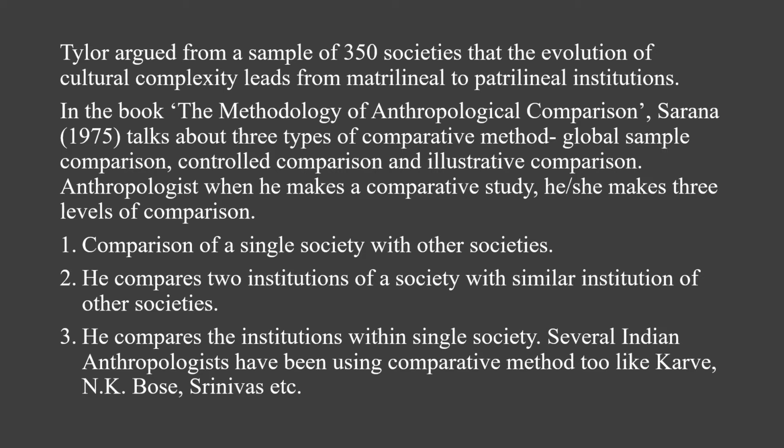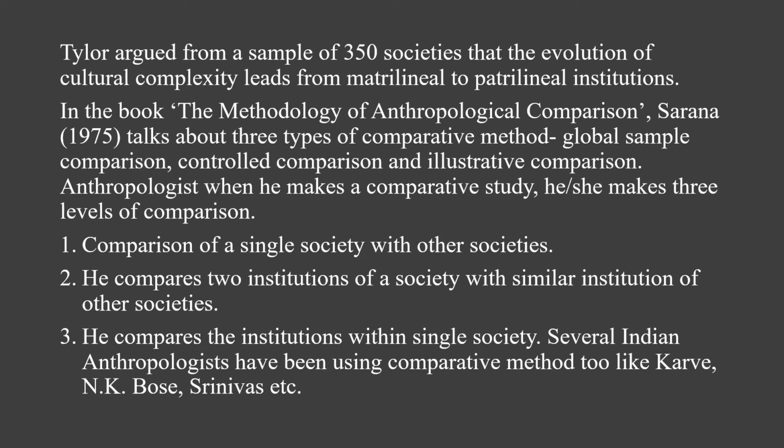In the book The Methodology of Anthropological Comparison, Sarana talks about three types of comparative method: global sample comparison, controlled comparison, and illustrative comparison. When an anthropologist makes a comparative study, he or she makes three levels of comparison: comparison of a single society with other societies, comparison of two institutions of a society with similar institutions of other societies, and comparison of the institutions within a single society.